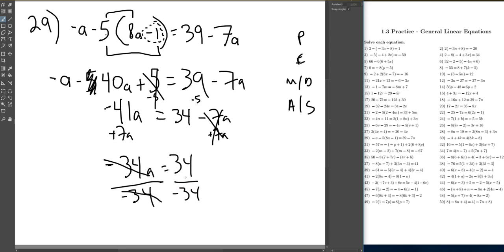Now, if I divide this by minus 34, I cross these out. I'm left with minus 34 divided by minus 40 equals 1. A equals a positive divided by a negative equals negative 1. What did I do wrong here? A equals minus 1, right? Because 1 times a equals a. A equals minus 1. All right, next problem.